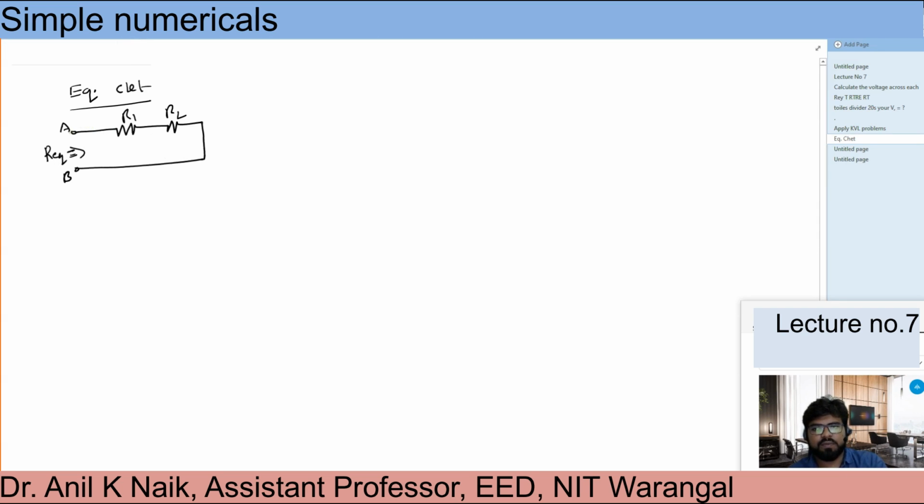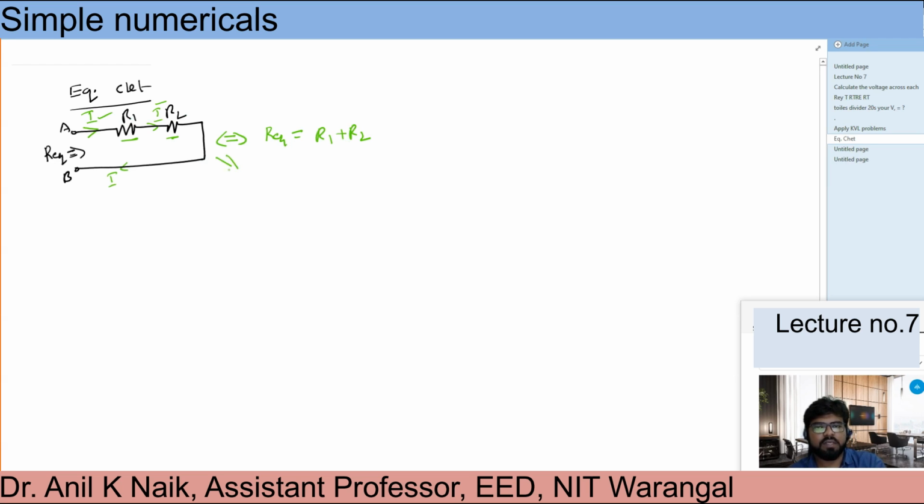So you already know that. From this A point, you have to define the current direction. This is going like this, and coming back like this. If the same current is flowing through these two elements, R1 and R2, I can say that R1 and R2 are connected in series. So what is the R equivalent for the series elements? R1 plus R2, isn't it?